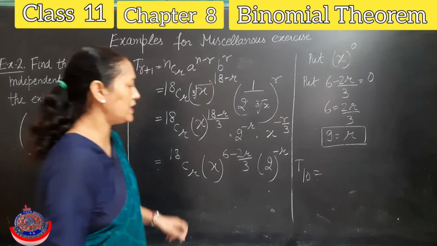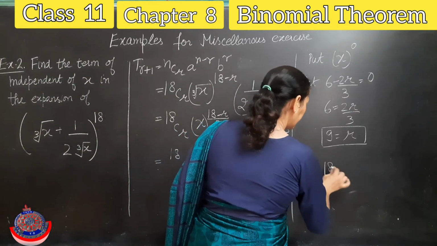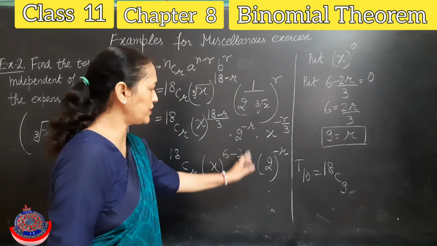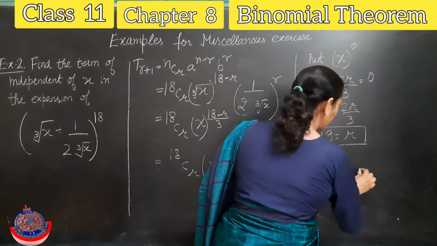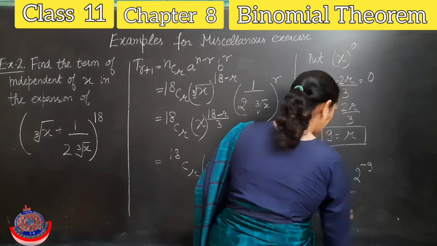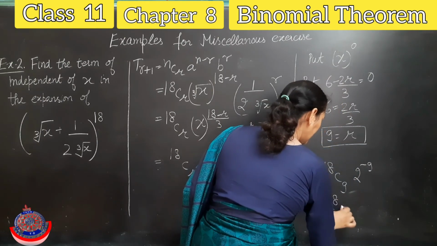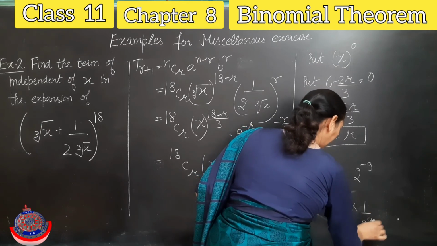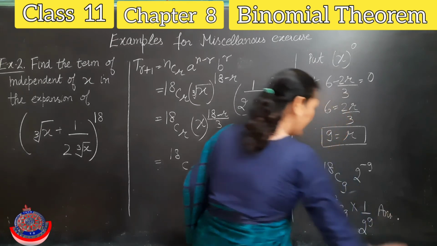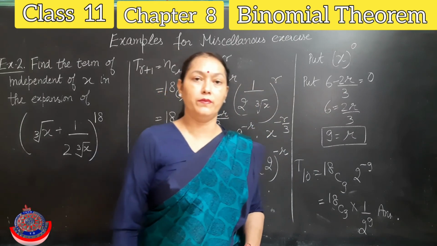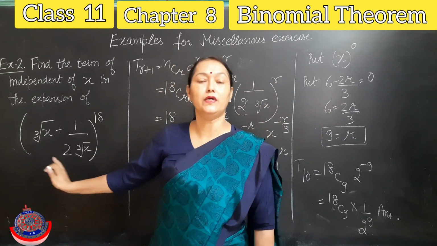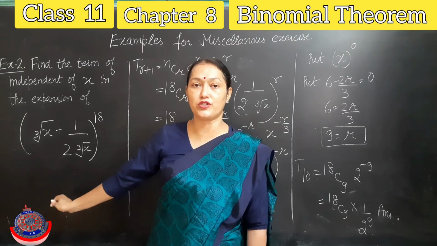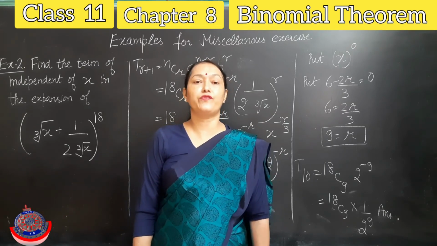In place of r we are taking 9, so this will be the 10th term. Then 18C9, then x will become 0, and 2 power minus 9 means 18C9 into 1 upon 2 power 9 is the required term of the given expression. So this is the 10th term of the expression, the term which is free from x.